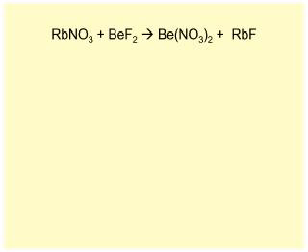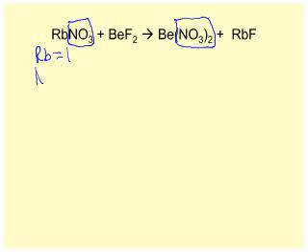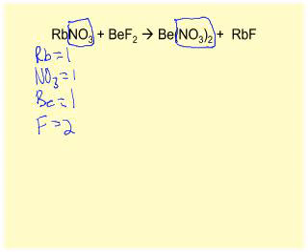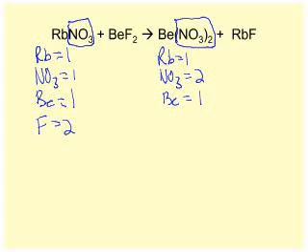Let's do another one. Okay, so looking at this again, do you see any polyatomic ions I can cluster? Because this looks pretty long. Yes, I do. NO3 is nitrate. So we'll cluster the nitrates. Rubidium equals 1. Nitrate equals 1. Be equals 1. F equals 2. On this side, rubidium equals 1. Nitrate equals 2. Oh, not matching. Be equals 1. And F equals 1.